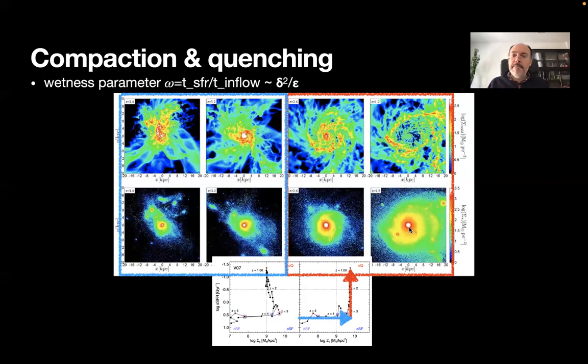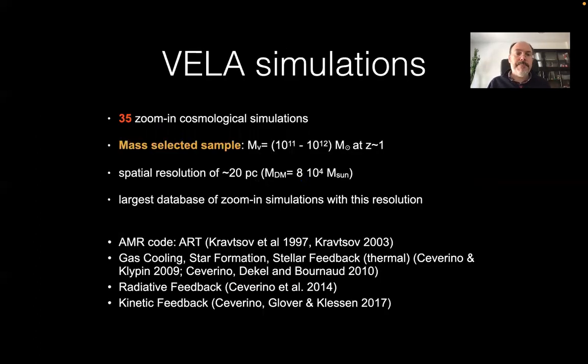So here, clump migration is just a signature, because you see clumps here, a signature of the compaction, of the inflow of gas to the center. It's a signature of the instability that drives compaction.